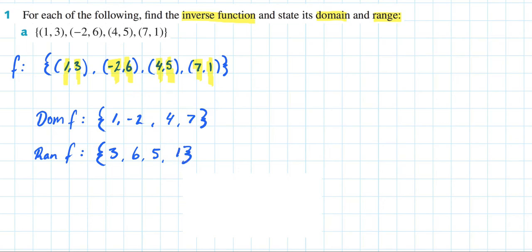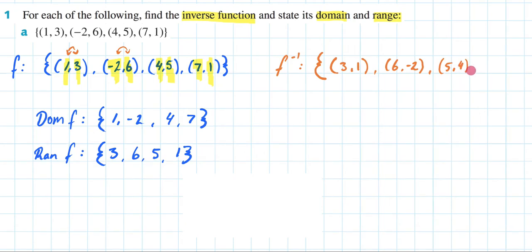Okay, now what the question is asking us to do is find our inverse function. And the way that we're going to do this is simply by, let me do my fancy bracket first, swapping our x and our y. We're going to swap them. So instead of having 1, 3, we're going to have 3, 1, close bracket. Then the next one, instead of having -2, 6, we're going to swap these around. So we'll have 6, -2. And we'll just keep on doing that. So instead of 4, 5, we have 5, 4. And lastly, instead of 7, 1, we have 1, 7. And now that is our inverse function.